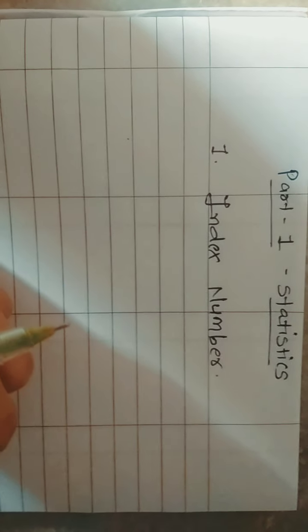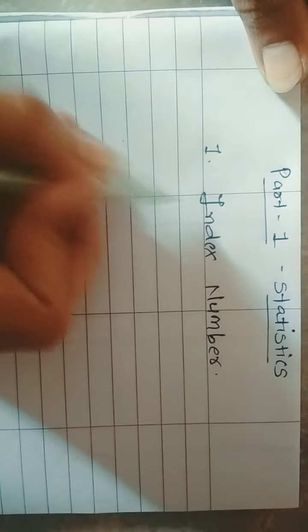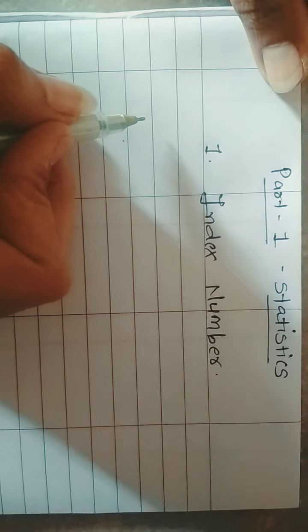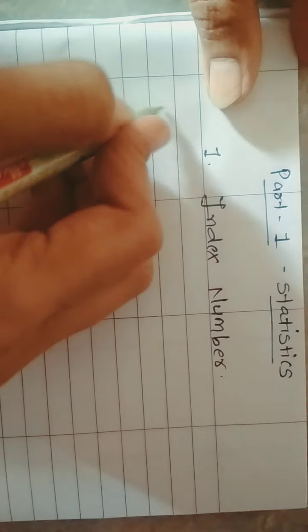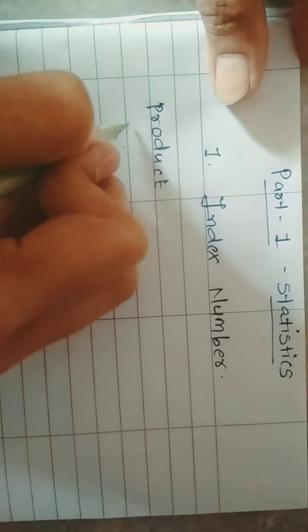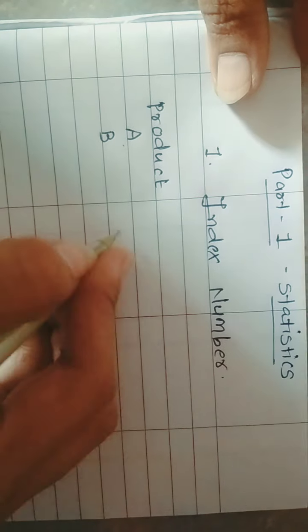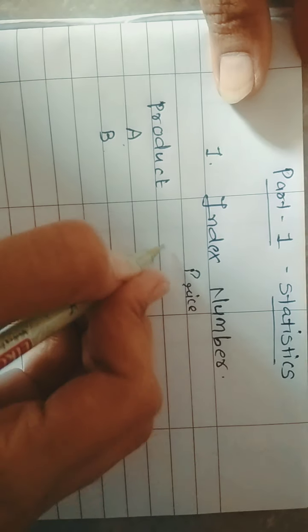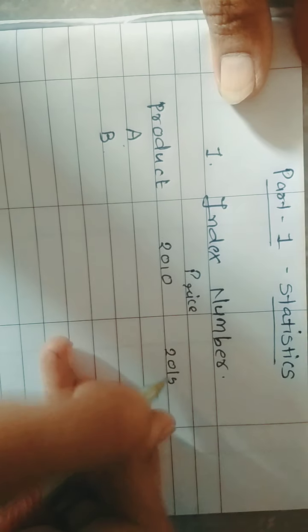Starting with the first part of statistics, chapter number 1, that is index number. To understand the meaning of index number and why it is necessary to calculate index number, we will take one example. For example, two products are given, product A and product B, and prices of these two products for the years, for example, 2010 and 2015 are given.